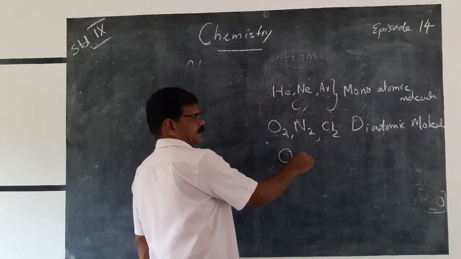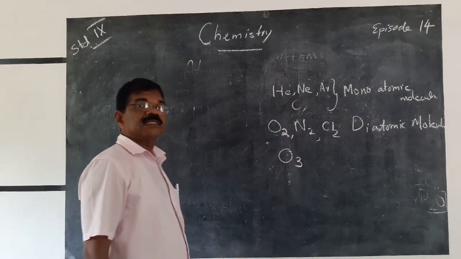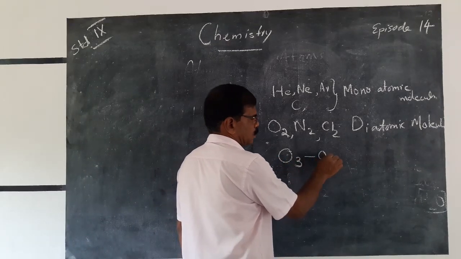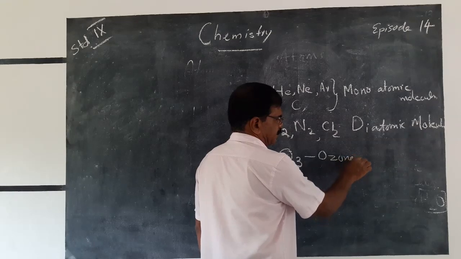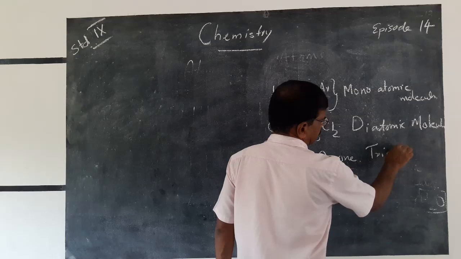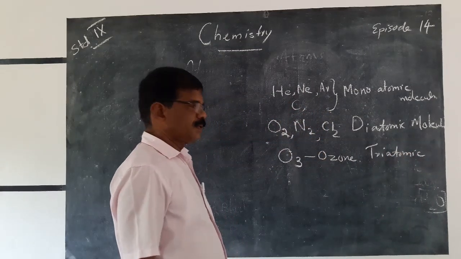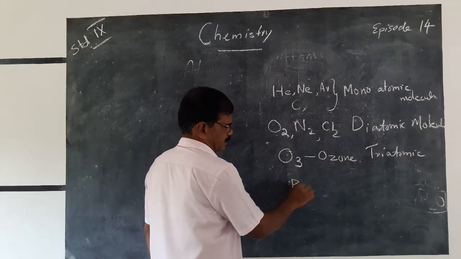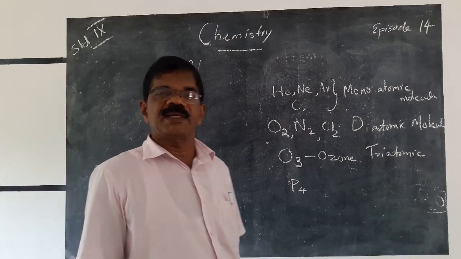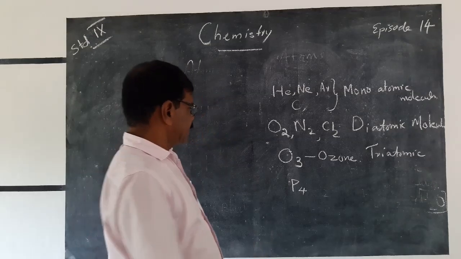Do you know the name? If two atoms of oxygen are combined, it is known as oxygen. If three atoms of oxygen are combined, it is known as ozone. What type of molecule is this? This is a triatomic molecule. Then phosphorus. In a phosphorus molecule, four atoms are combined. They are called tetraatomic.